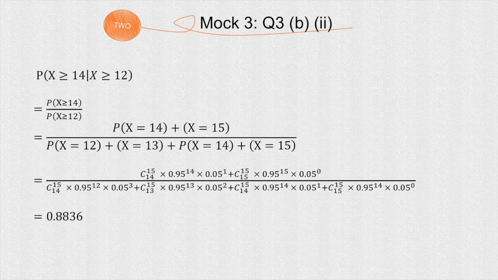With this piece of information, we can compute the required probability using the binomial theorem. The numerator would be the probability of X ≥ 14, which is the binomial distribution when X is equal to 14 and 15. The denominator would be the probability of X ≥ 12, which is the binomial distribution when X is equal to 12, 13, 14, and 15. By calculation, we can get the answer 0.8836.